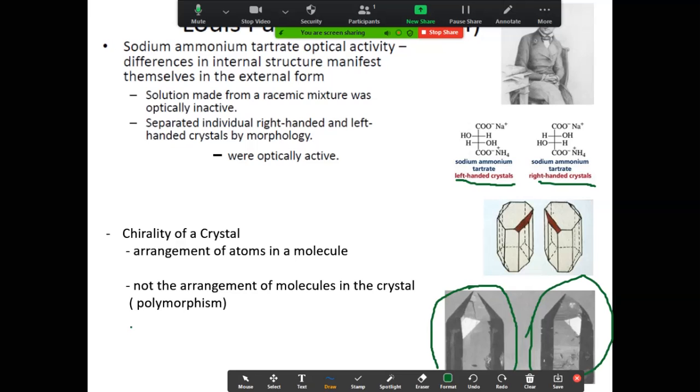But he noticed that you could actually separate physically, pick out all the right-handed crystals, pick out all the left-handed crystals, and he noticed that those individually were optically active, but together they were inactive. And this is based on the chirality of a crystal being based on the arrangement of atoms in the molecule, not the arrangement of molecules in the crystals, which is referred to as polymorphism. So different chiral substances could give different types of optical activity.